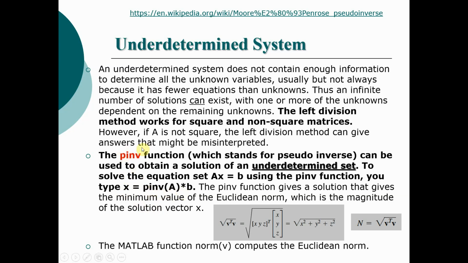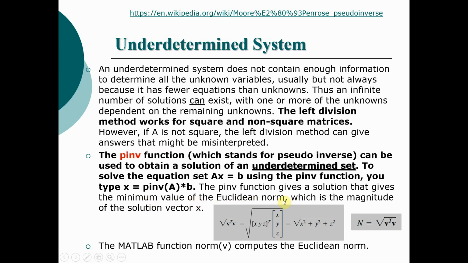We're not going to get into the details of what mathematically the pseudo inverse means, right? But if we have fewer equations than unknowns, it means that our matrix A is not square. The inverse is not defined for a non-square matrix, but the pseudo inverse is defined, right? So we can use the pseudo inverse. The pseudo inverse function gives a solution that has the minimum value of the Euclidean norm.